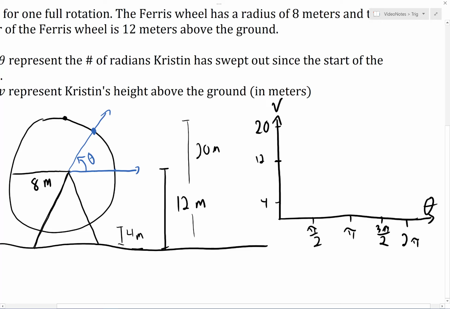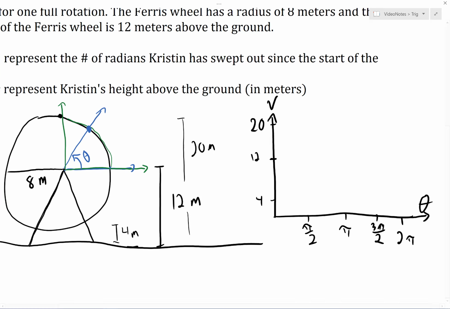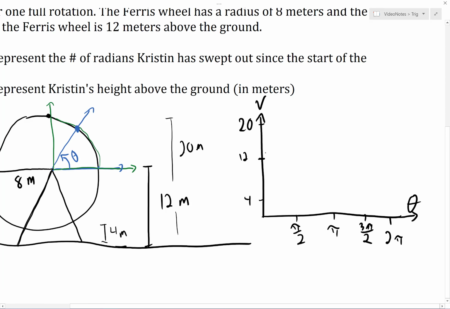So if theta varies from 0 to pi over 2, Kristen travels along this little arc right there. Her initial height above the ground is 12 meters, and then it increases up to 20 meters. So as theta increases from 0 to pi over 2, v increases from 12 to 20. So the first part of our graph looks something like that.